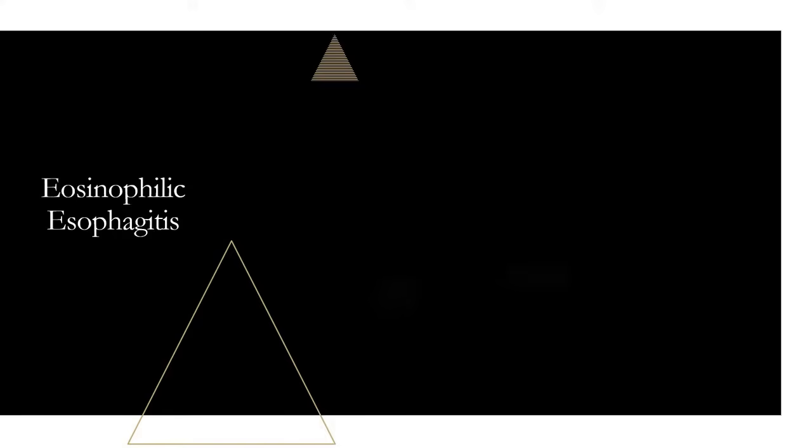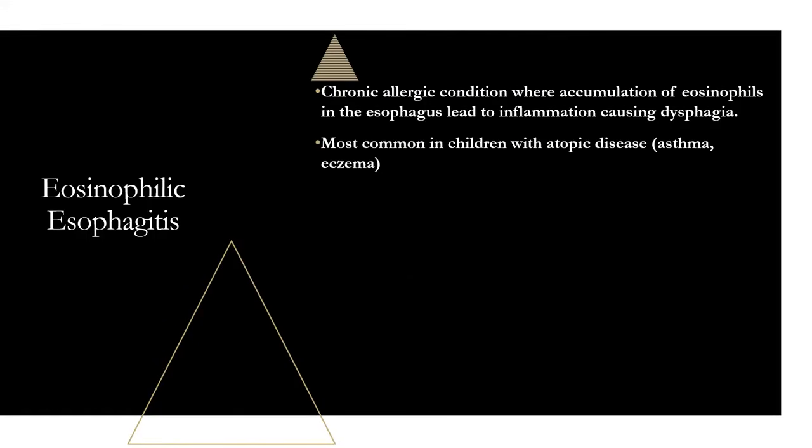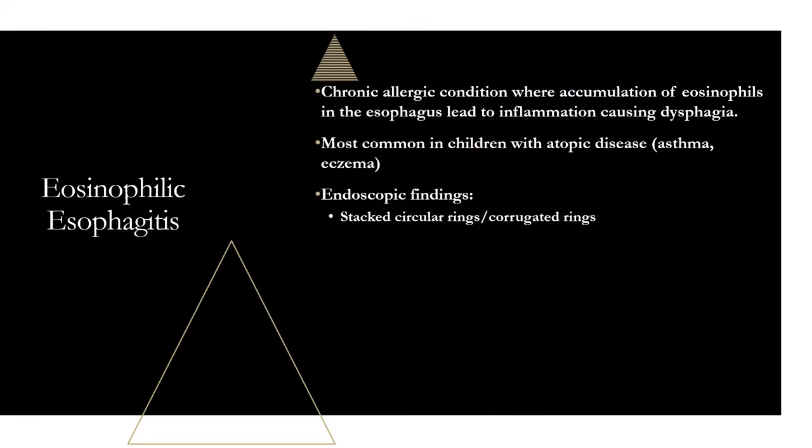Moving on to eosinophilic esophagitis. This is a chronic allergic condition where you have an accumulation of eosinophils in the esophagus, and it leads to inflammation, which can cause trouble swallowing, dysphagia. It's going to be most common in children with atopy or atopic disease, so children with asthma, eczema. That's where you're normally going to find this. As far as the endoscopic findings, you're going to see something called stacked circular rings or corrugated rings, and that's exactly what they look like. You're going to have these circular rings down the esophagus, and this is from the accumulation of the eosinophils in the esophagus. So that's the key finding you'll have in eosinophilic esophagitis.